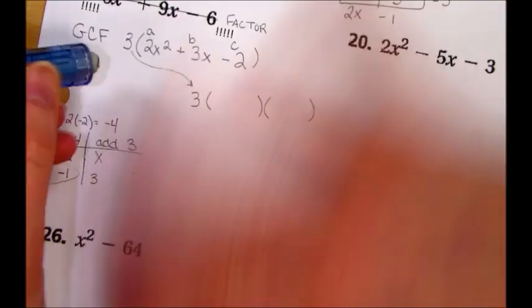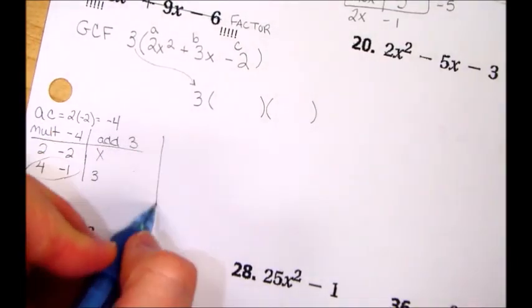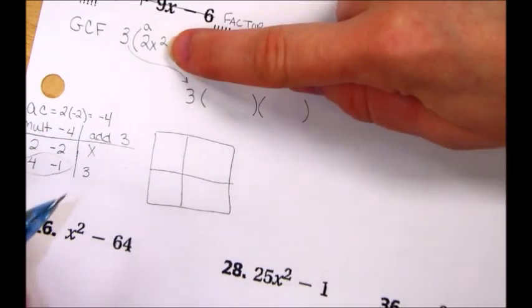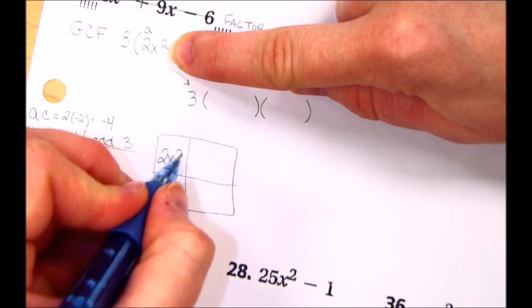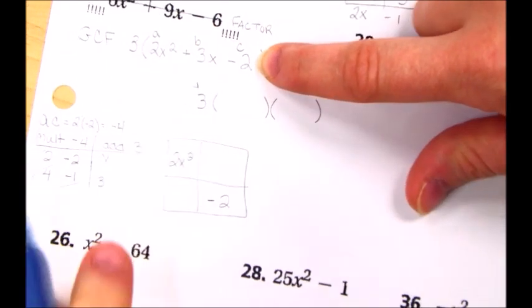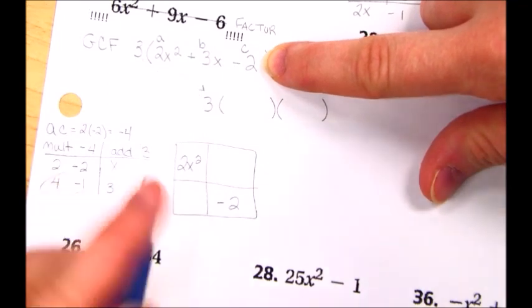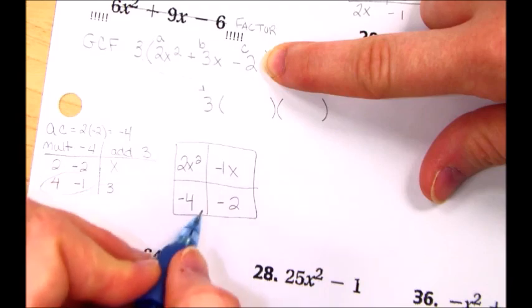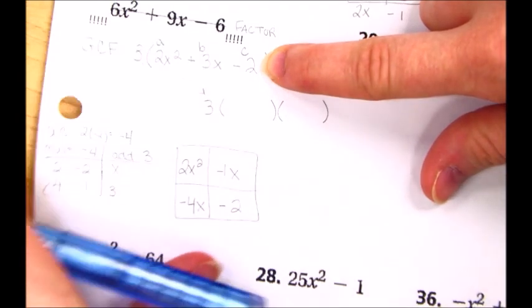Now I'm going to draw my box. You put the first term, 2x squared, in this box. You put the last term, minus 2, in this box. And you put these two magic numbers you just figured out catty corner from each other. And they each get an x. You're almost done factoring.